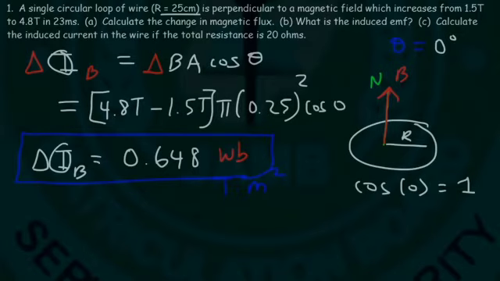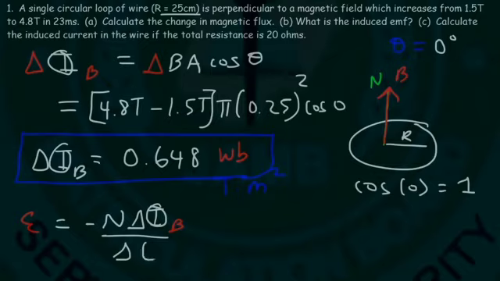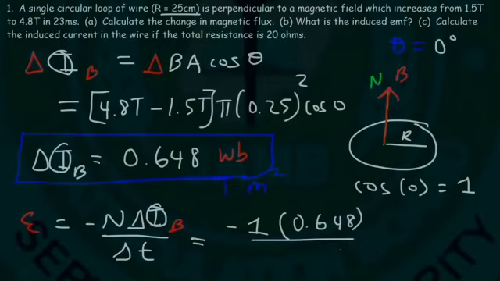Part B, what is the induced EMF? To calculate the induced EMF, we can use this formula. It's negative N times the change in the flux divided by the change in time. N is the number of loops, and we have a single circular loop, so N is 1. The change in flux is 0.648, and the magnetic field increased from 1.5 to 4.8 Tesla in 23 milliseconds. So that's delta T.